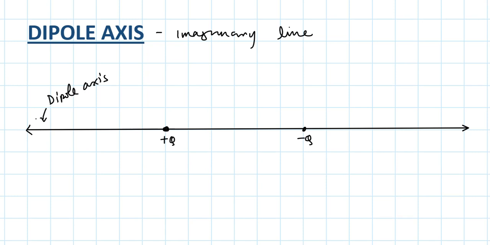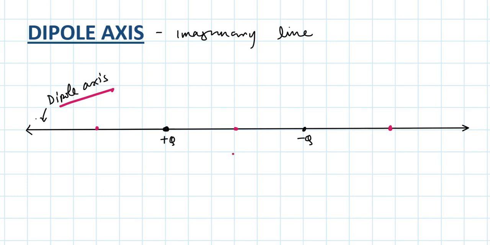So the points on this axis will be our points of interest, at which we will be finding the electric field, the total electric field due to this dipole. So any arbitrary point, the electric field that we find for this particular case will be valid for any arbitrary point on this axis, this line.